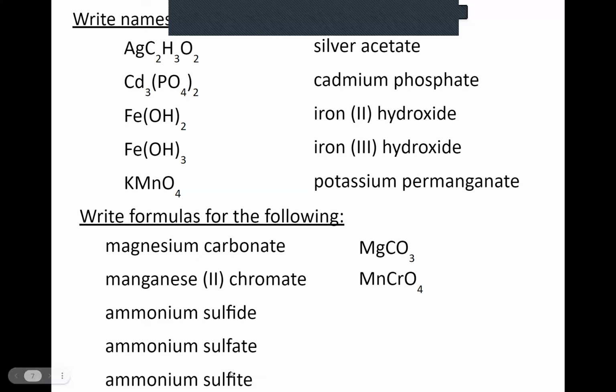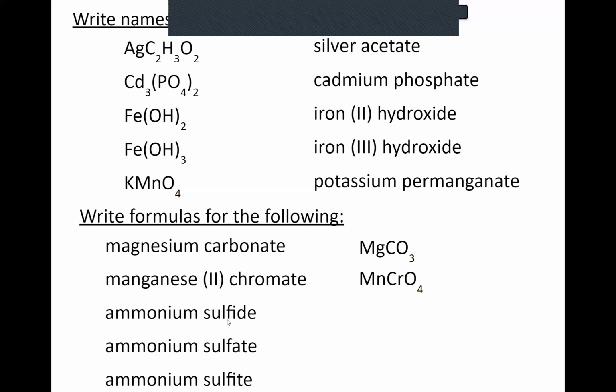The next 3, let's treat them all together. Ammonium sulfide, sulfate, and sulfite. Please notice the "ate" and "ite," sulfate and sulfite, those you'll find on your list of polyatomic ions. You'll also find the positive ammonium ion on your list of polyatomic ions. Sulfide, you're not going to find there. Sulfide is just the "ide" ending for sulfur. So ammonium paired with sulfur ion.